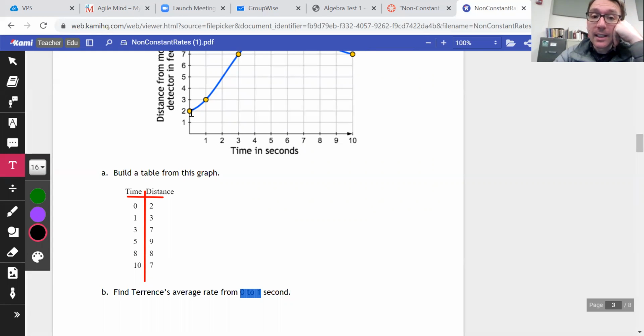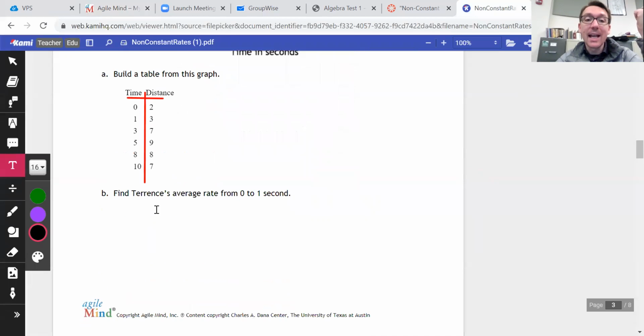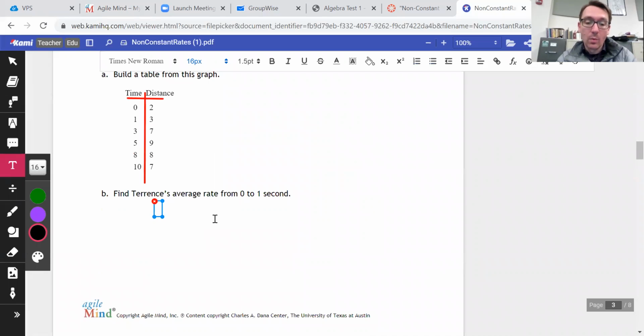Now notice, at the beginning, he's moving slower. At the end, he's moving faster, but overall, it evens out to 1 foot in 1 second. So that's 1 foot per second. That's the average speed. 1 foot per 1 second. Or 1 foot per second.